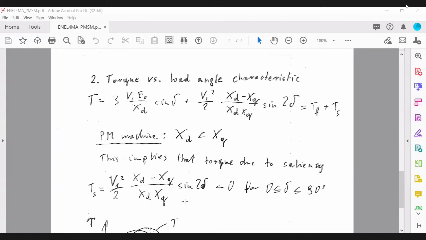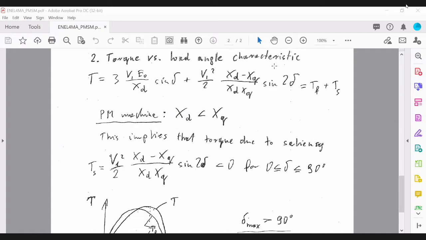And the torque equation for your motor is basically exactly the same as we worked out. So from the equation, you basically have your field component and then your saliency component, right? And now, because XD is lower than XQ in a permanent magnet synchronous machine, we then basically have the torque that's due to the saliency, right?